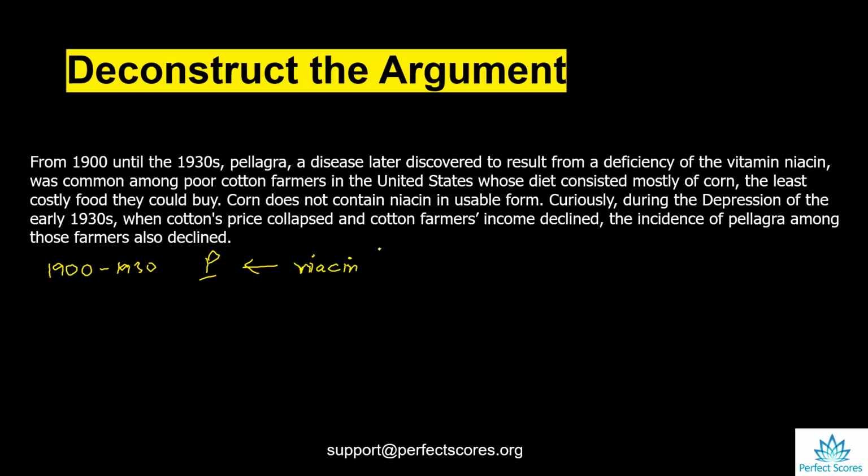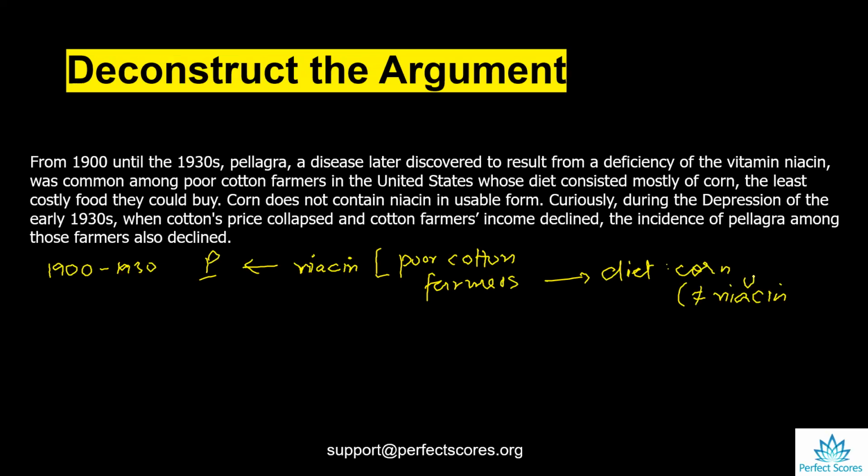And this was quite common among the poor cotton farmers whose diet mainly consisted of corn. So these are a few important details you should have. And corn was basically the cheapest food, that's why. And corn does not contain usable niacin. That's also important to mention because we never know what kind of options we'll get.